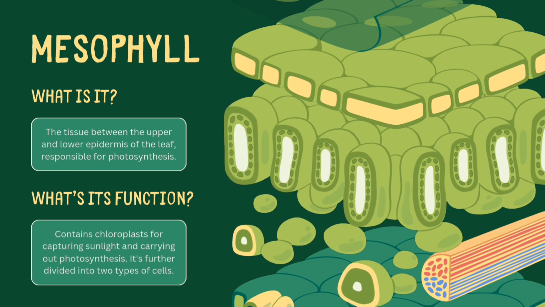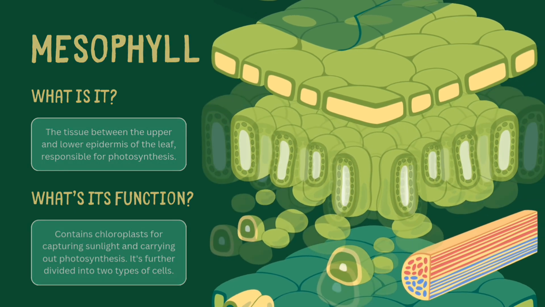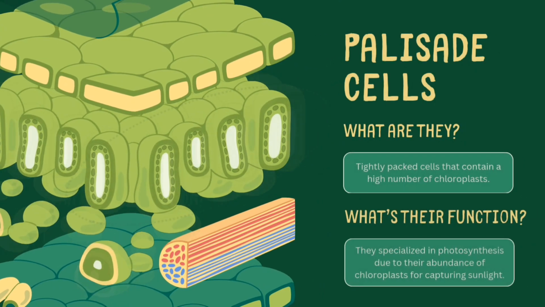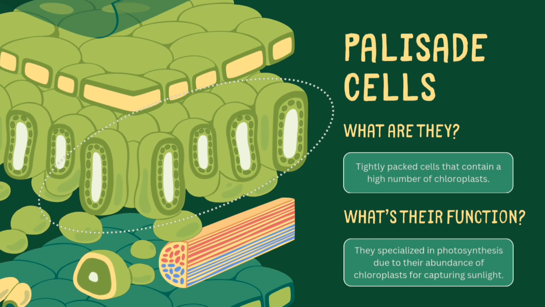Coming to the mesophyll, it is a tissue present between the upper and the lower epidermis. The palisade cells, they are tightly packed cells which contain a high number of chloroplasts.